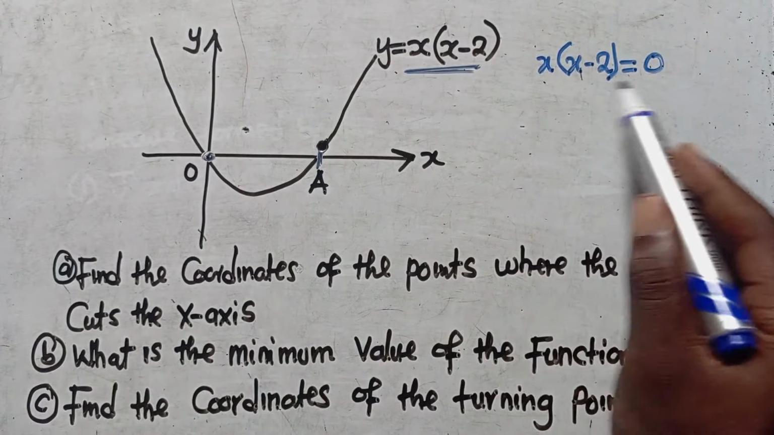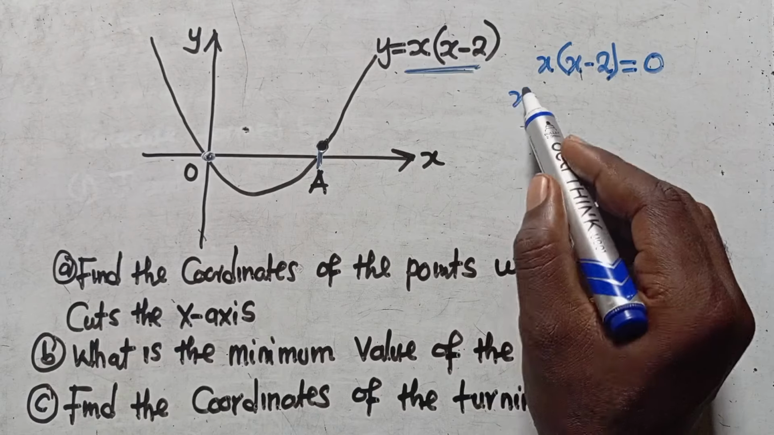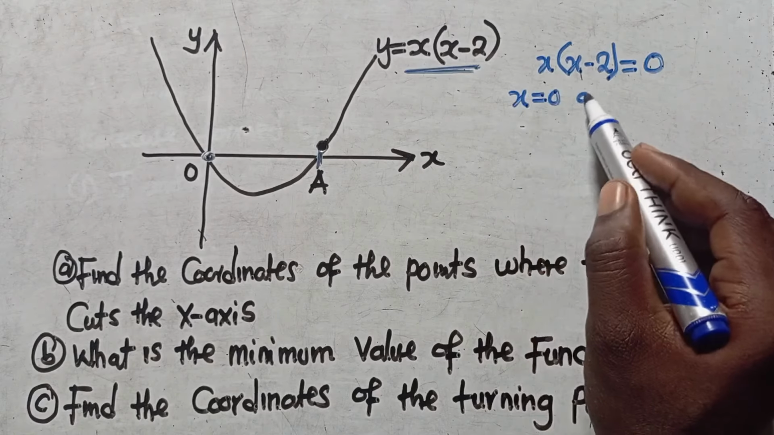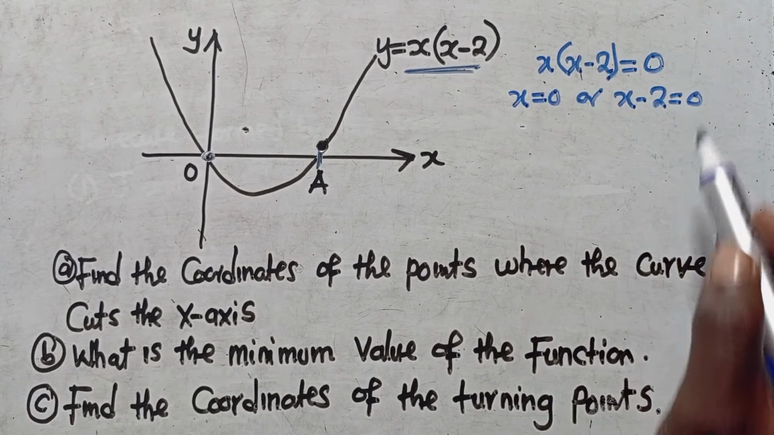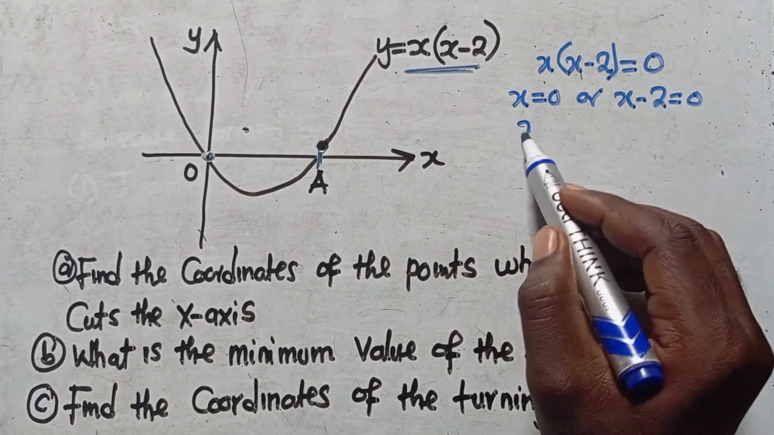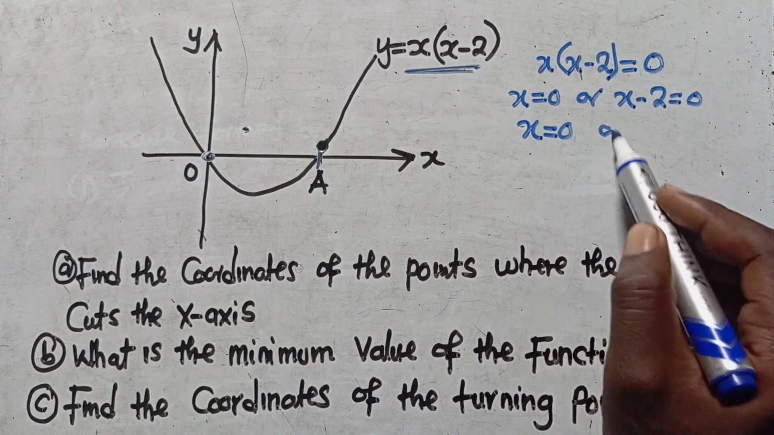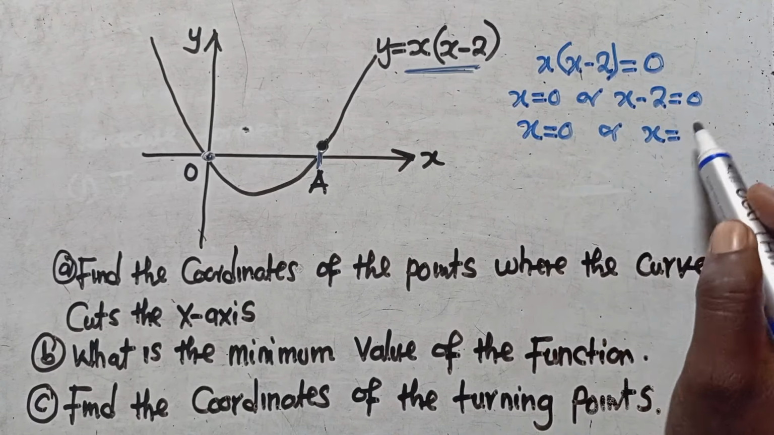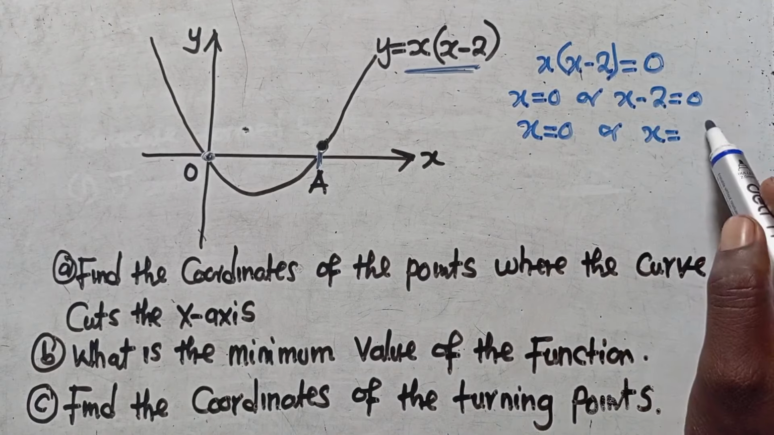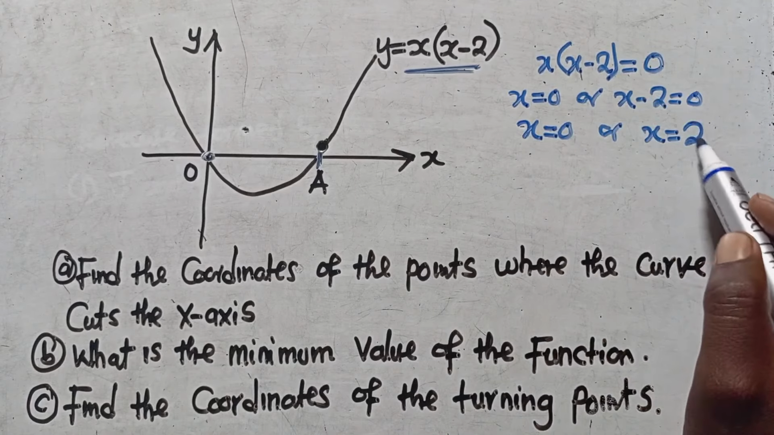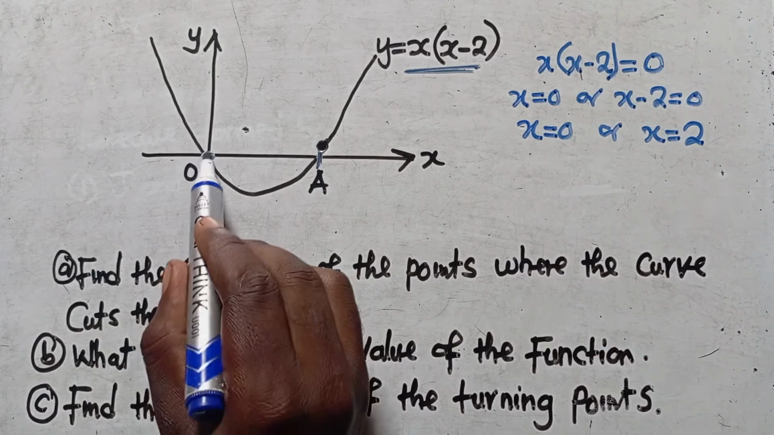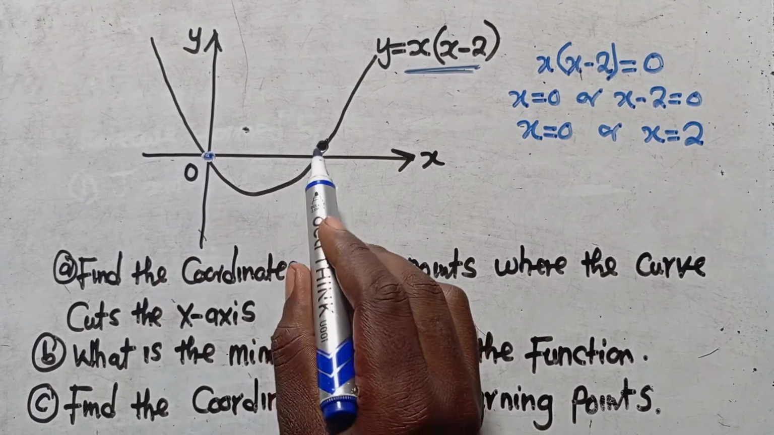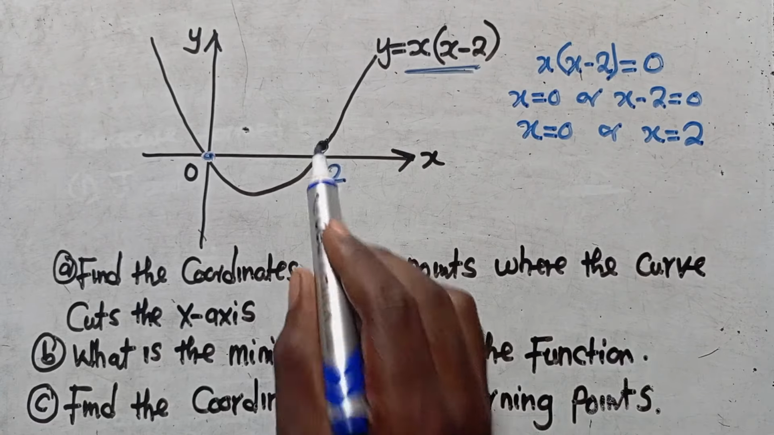Where you solve this particular equation, you just say x is equal to 0 or x minus 2 is equal to 0. Where you are going to have x is 0, or here you are going to have x is equal to, when this negative 2 goes aside, it becomes positive 2. So you're just going to have x is equal to 2. So x is equal to 0 is here. x is 2, should be there too.